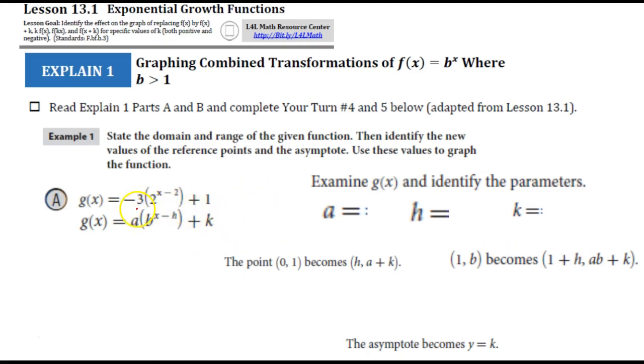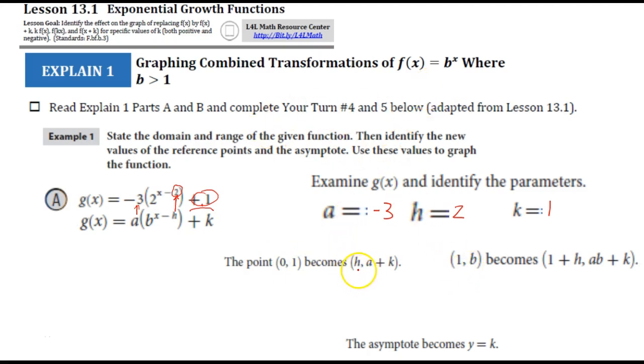As you can see here, our first value is going to be a, which is -3. Here you can see that our h value is actually 2, and our k value is +1. We're going to use these values to transform each of the points from the parent function.